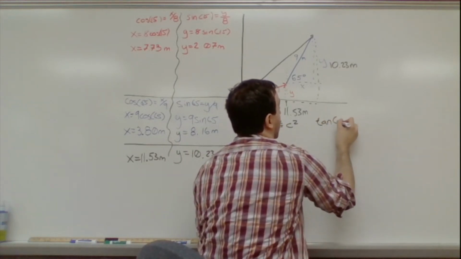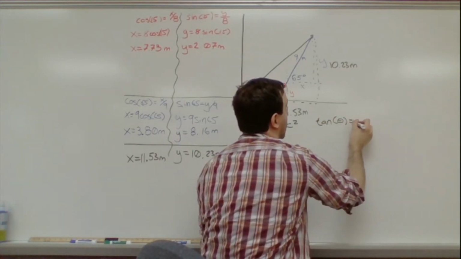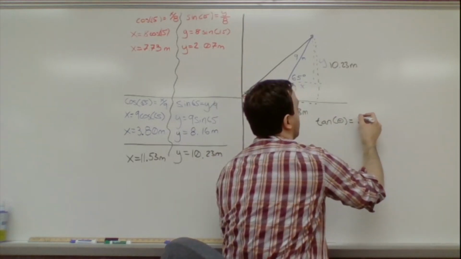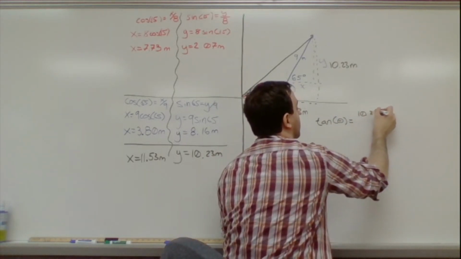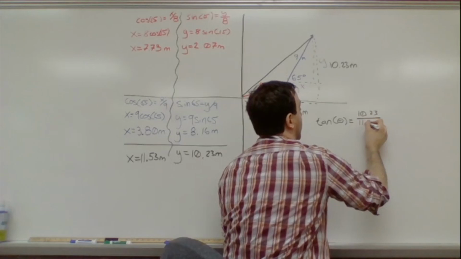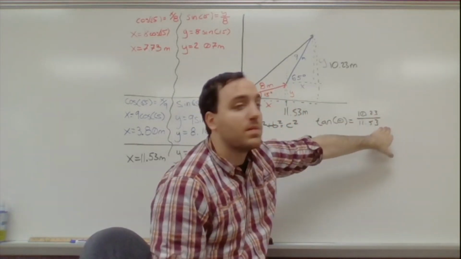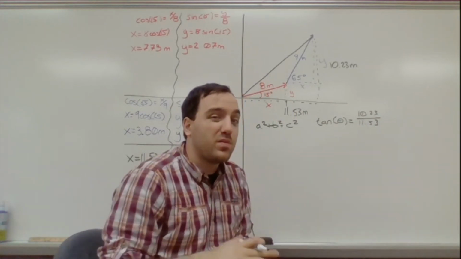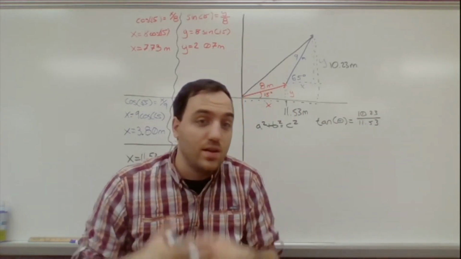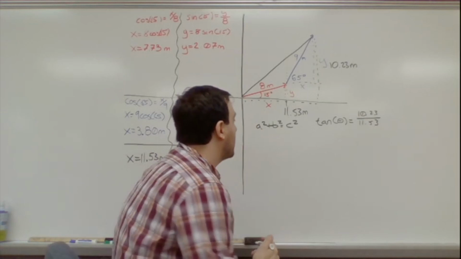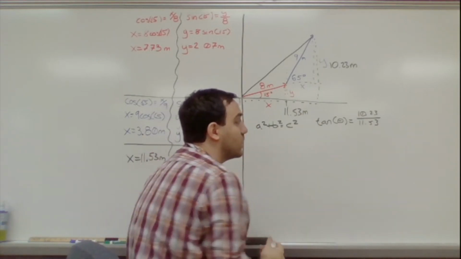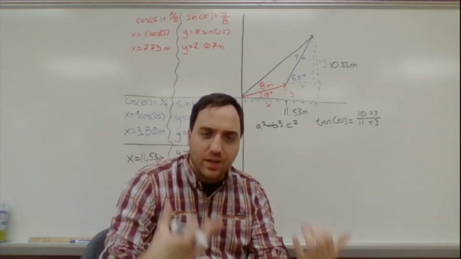Tan angle equals 10.23 over 11.53. You'll notice I didn't write the units here because it's going to be meters over meters. Meters over meters will just cancel out to be no unit. One thing to keep in mind. So now that we've got this all set up, plug in your numbers, give it a try.